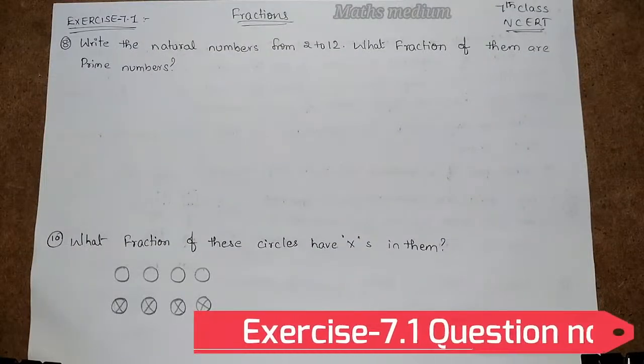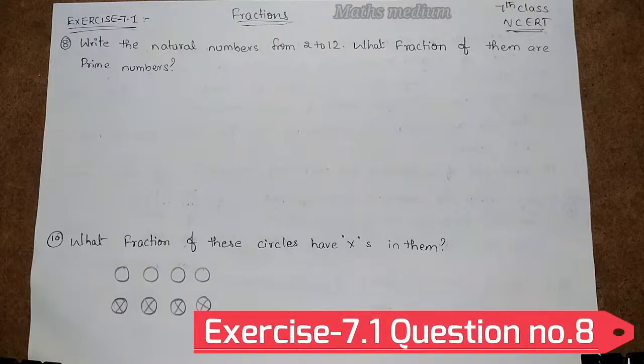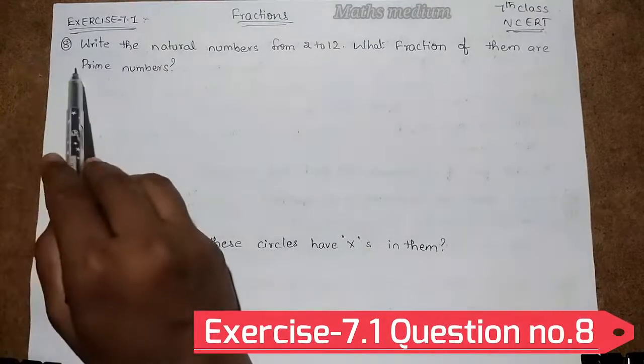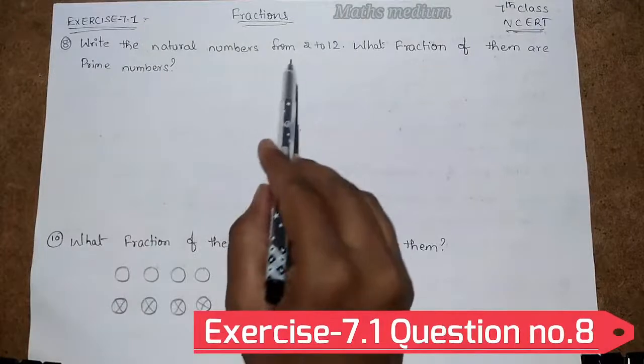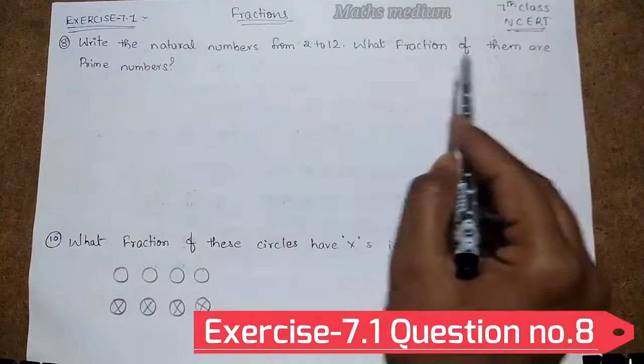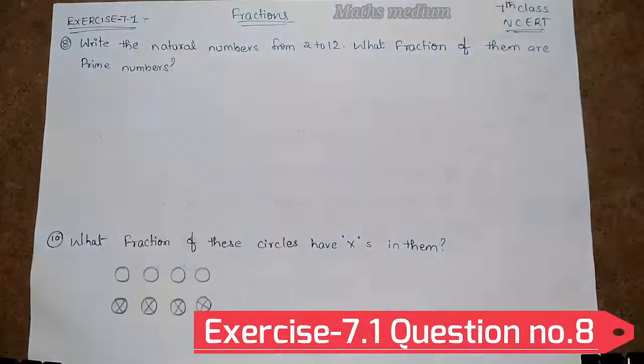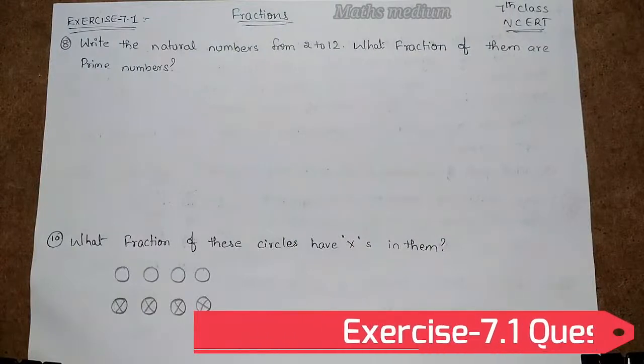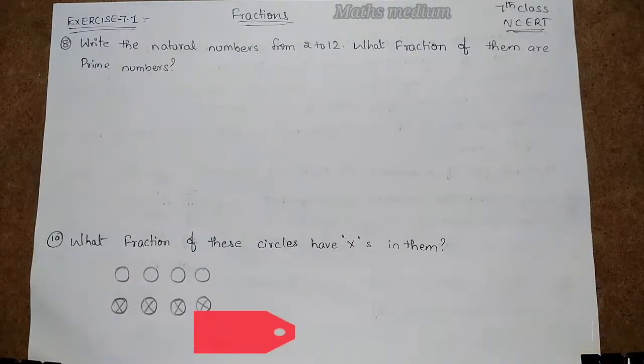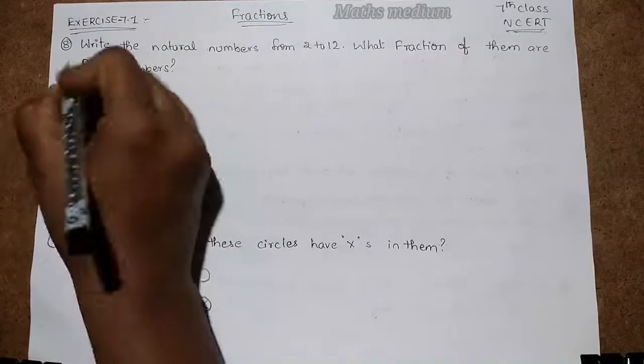Today I came with exercise 7.1 from fractions, 7th class NCERT. Question number 8. Write the natural numbers from 2 to 12. What fraction of them are prime numbers? In earlier classes you learnt about the natural numbers. So we have to write it as here. So this is the answer.